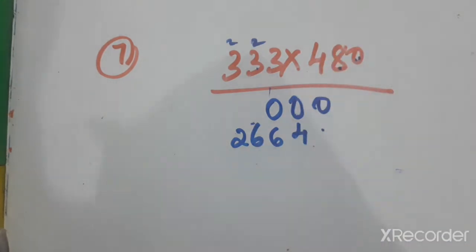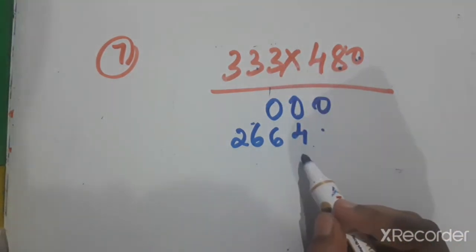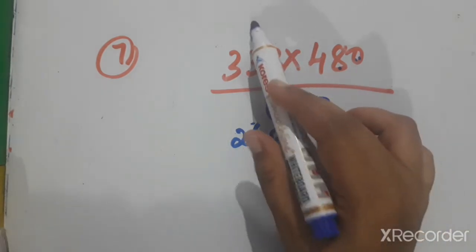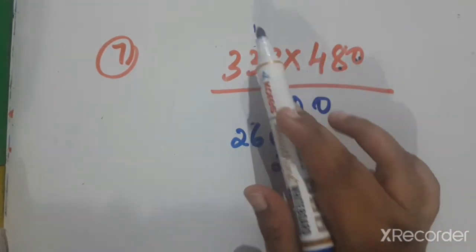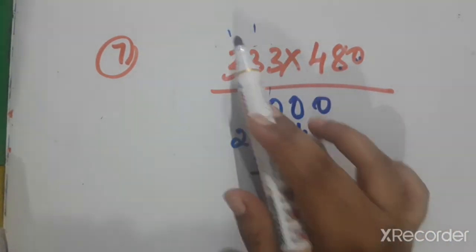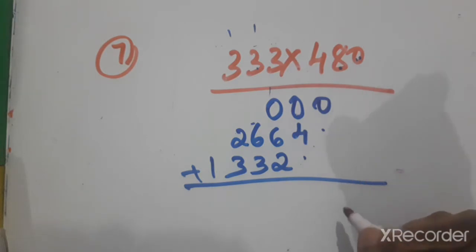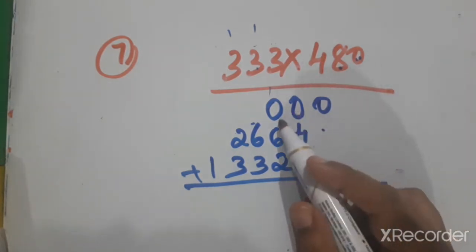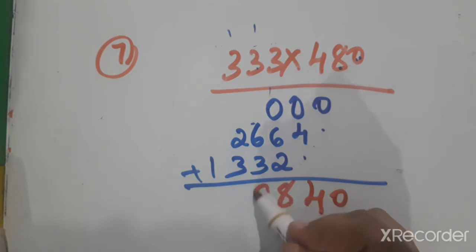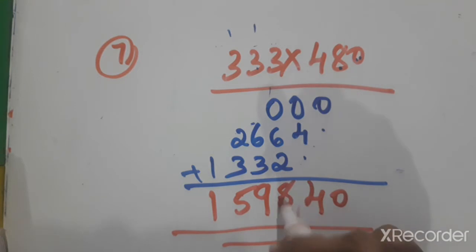Now with 4 we have to multiply each number. 4 3s are 12. 12 means leave one space and write 12, 2, 1 carry out to next place. Then 4 into 3, 4 3s are 12, 12 plus 1 is 13, 3, 1 carry out to next place. 4 3s are 12, 12 plus 1 is 13. Now find the total. So here 0, 0 plus 4 is 4, 6 plus 2 is 8, 6 plus 3 is 9, 2 plus 3 is 5, 1. Total is 1,59,840.